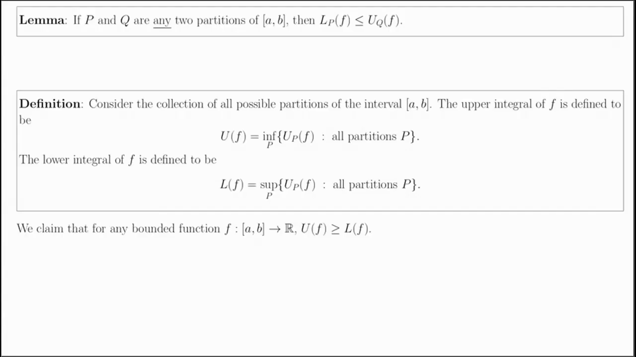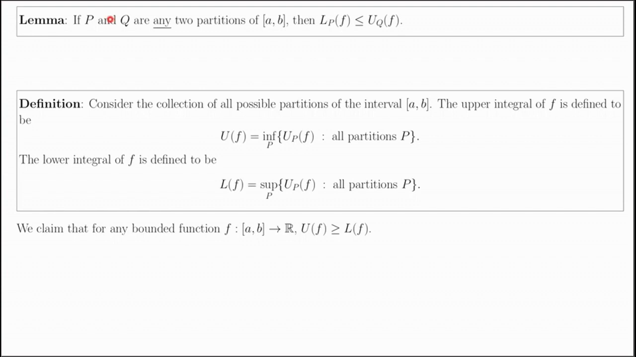So as we just saw, as you refine a partition, your lower sums go up. As you refine a partition, your upper sums go down. The next lemma tells us that an upper sum and a lower sum never cross each other. All lower sums of f with respect to all possible partitions are always under every possible upper sum.